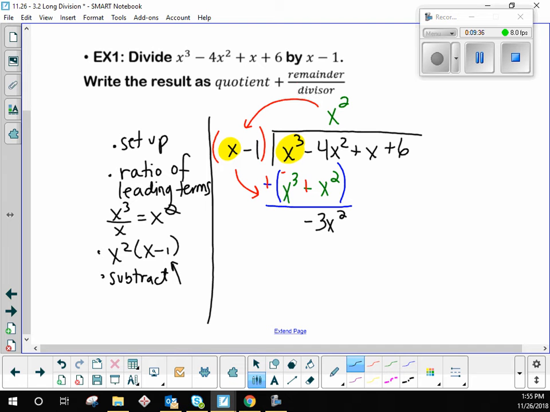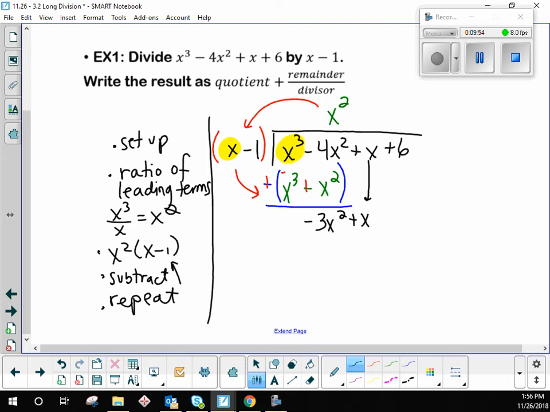What do you think I'm going to do next? What do we do next in the number problem? We brought down the next digit. In this case, what's my next thing? That plus x right here. So I'm going to bring that down. And this is where everything just repeats now. Okay? So just repeat.